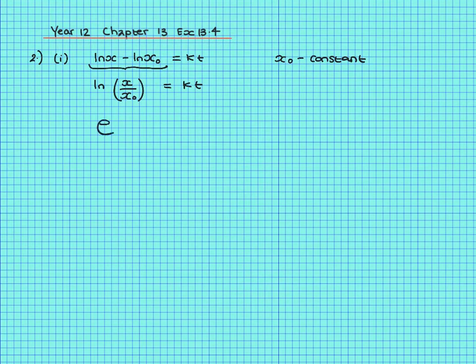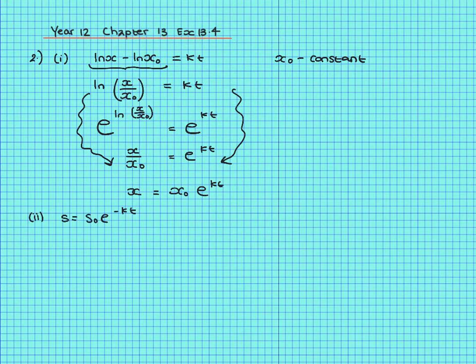Now, if you want to, you can write in this step here, e to the ln of x over x0 equals e to the power of kt. And then on the left-hand side, the e to the power of ln cancels out, leaving you with x over x0 equals e to the kt. You can, of course, go directly from this line down to this line here. Now, all that remains to be done is multiply both sides by x0, which gives you x equals x0 e to the kt. And we are done.